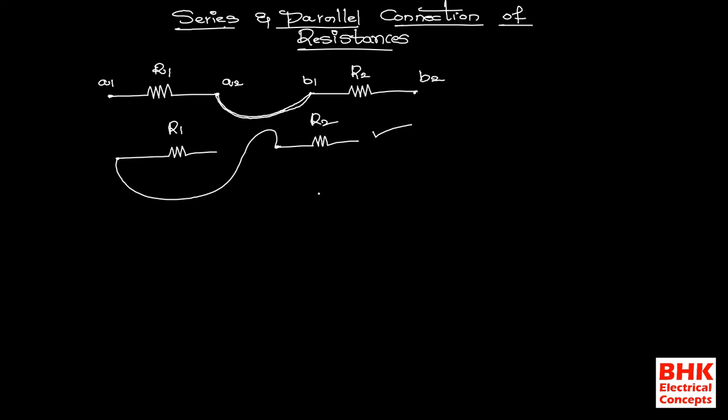For example, I am taking another two resistances. This is R1 and this one is R2. If I connect these two terminals, this connection is also called a series connection. It means whenever we identify the series connection of R1 and R2, if the terminal A1 of resistance R1 is directly connected to B1, that is also a series connection. A1 directly connected to B2 is also a series connection. A2 connected to B2 is also a series connection.